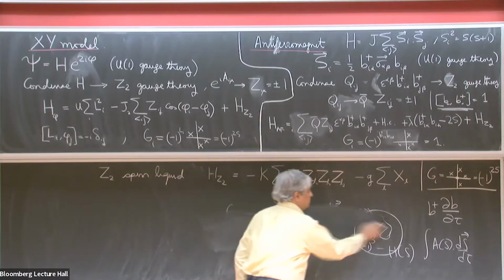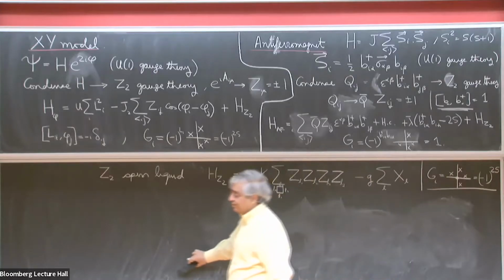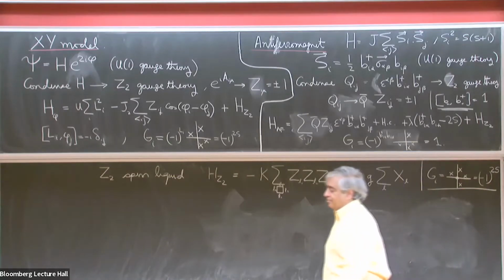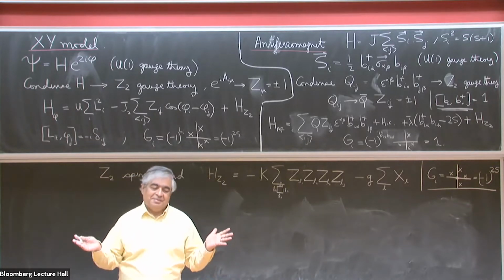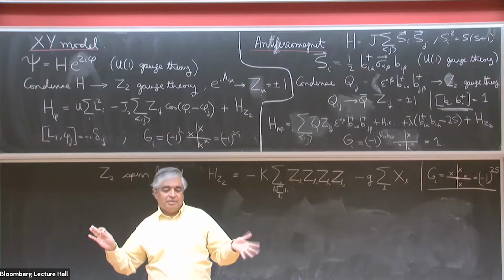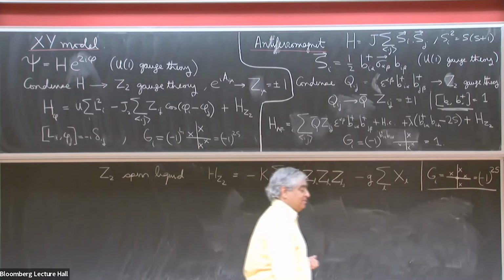I have a question. You called this a Z2 spin liquid. I apologize if I missed something, but why is this a spin liquid? What makes this a Z2 spin liquid? Well, it's a spin liquid because in the spin correlation functions there's no long range order in the spins. Spin correlation functions actually decay exponentially in this phase that we're going to talk about, in the deconfined phase.